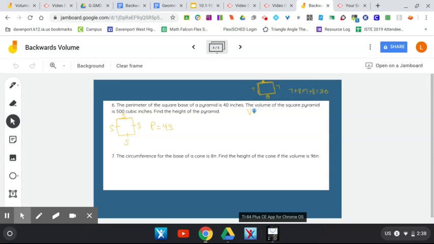Well, in volume, you need 1/3 the area of the base times the height. Well, we have the volume is 500. We don't know the area of the base, and we don't know the height. But the area of the base, especially if it's a square, is just the sides times the sides. So I'm going to figure out what the side length is. So I'm going to take 40 equals 4S, and then we'll divide by 4. So the side length here is 10. So right here where I have side times side, I am going to replace that with 10 times 10.